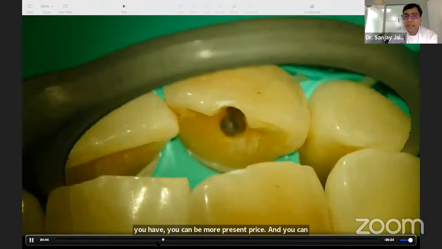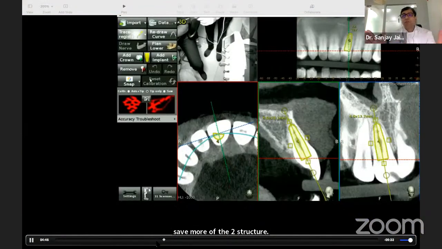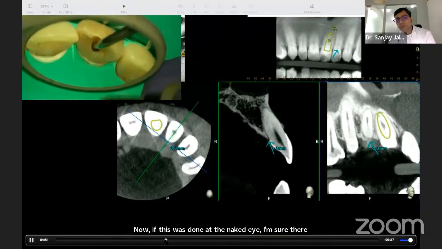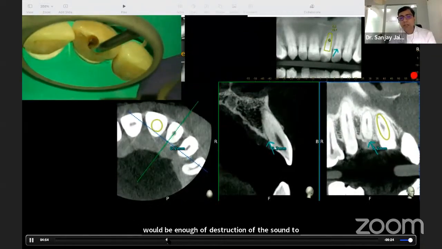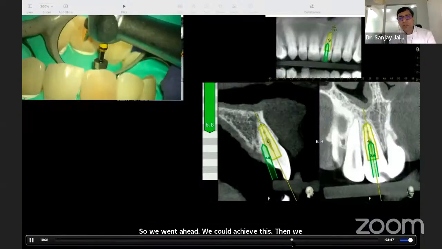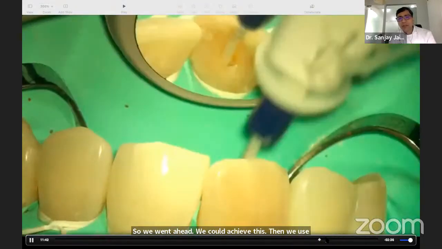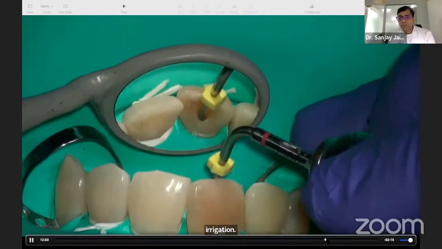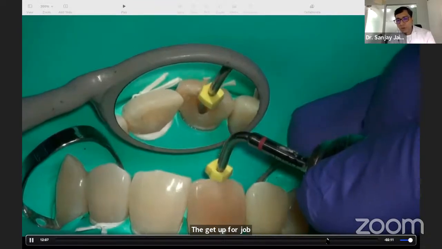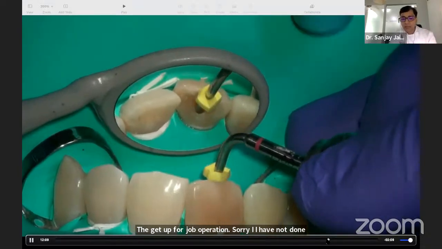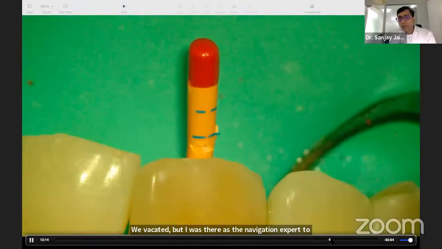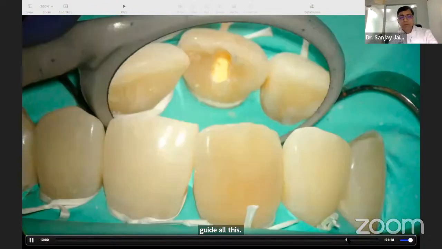Now, if this was done with the naked eye, I'm sure there would have been enough destruction of the sound tooth structure, and the remaining root dentine would have been very, very thin. So we went ahead, we could achieve this. Then we used irrigation. We went ahead and did the gutta percha obturation. Sorry, I have not done this case. My friend Vivek did it, but I was there as the navigation expert to guide all this. The endodontic part was taken by him. So that's how the master cone, and that's how they went ahead and sealed it.